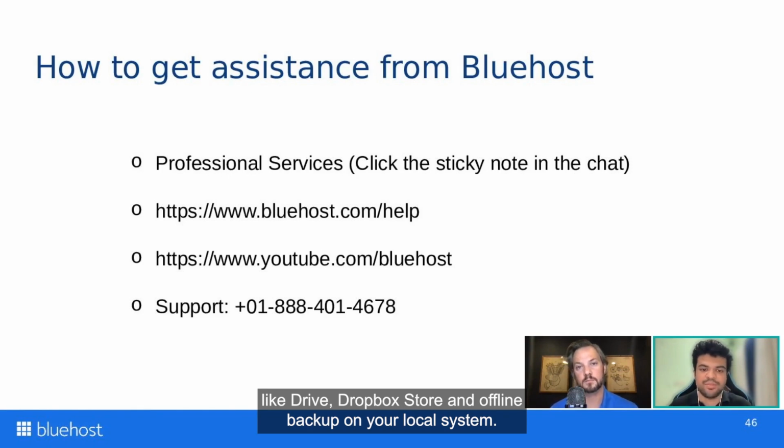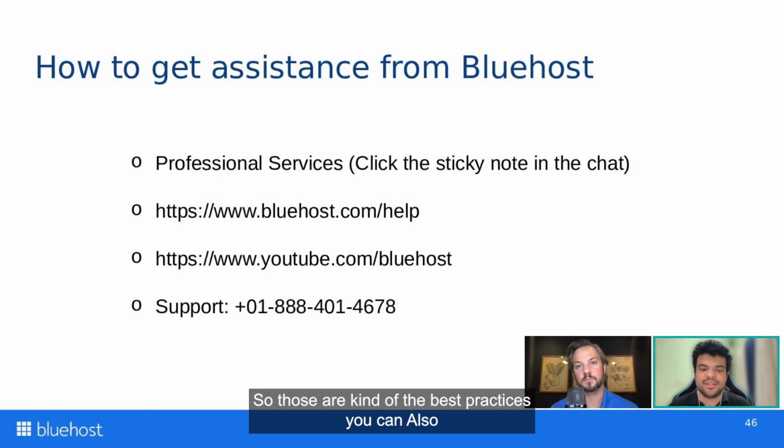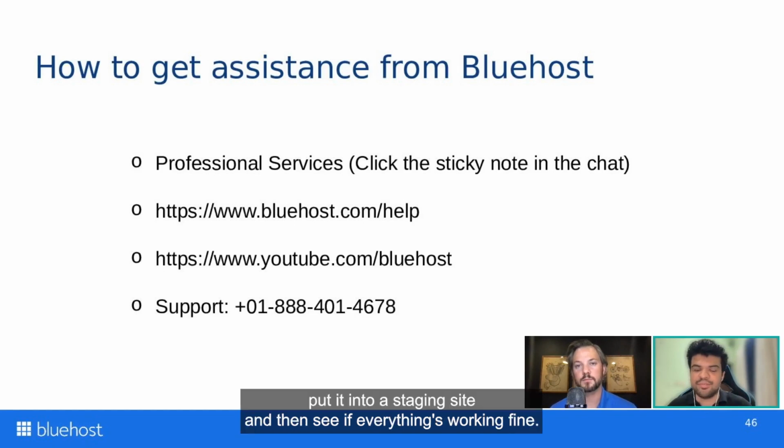Store an offline backup on your local system maybe. So those are kind of the best practices. You can also keep a staging website to ensure that when you're restoring your backup, you're not messing things up on your production website. So you take that backup, put it into a staging site, and then see if everything's working fine, and only then push that to your production site.